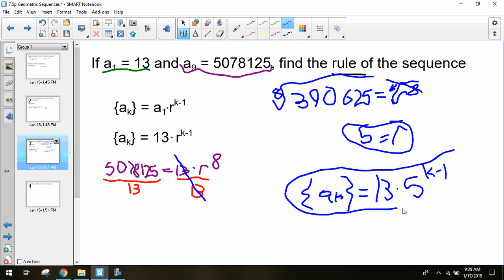So it might seem like a lot, but really, once you get those steps down, it's fairly simple. It's just really understanding what the steps are.